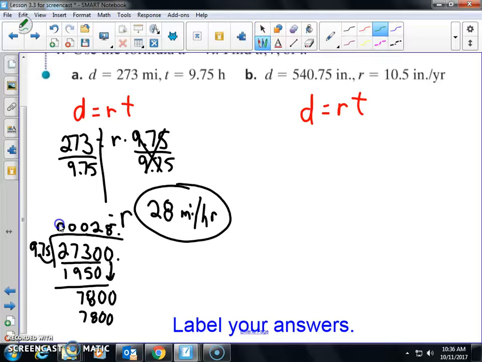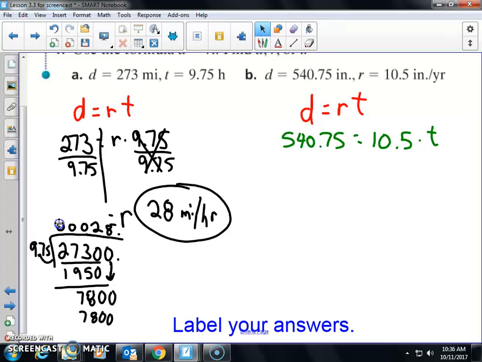So in the next problem, our distance is 540.75 inches. Our rate is 10.5 inches a year times time. Sometimes you might be wondering, well, what moves 10.5 inches a year? I'm not sure. Maybe an iceberg moves that far. Maybe that's how fast a tree grows. But either way, we want to figure out the time, how many years it's been going. So we're going to divide by 10.5.